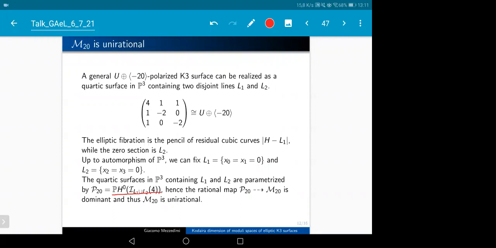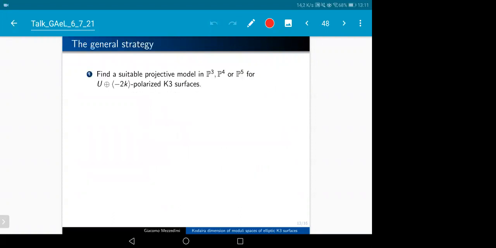So this shows that the moduli space M20 is unirational because we have found an explicit parametrization of its objects. And so let me conclude by saying a couple of words of how we expand this strategy. The idea is very, very similar in the general case. It's just we need to be more careful.